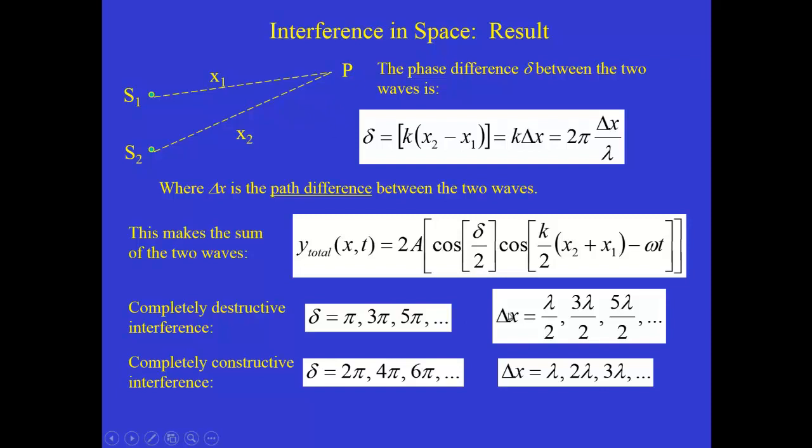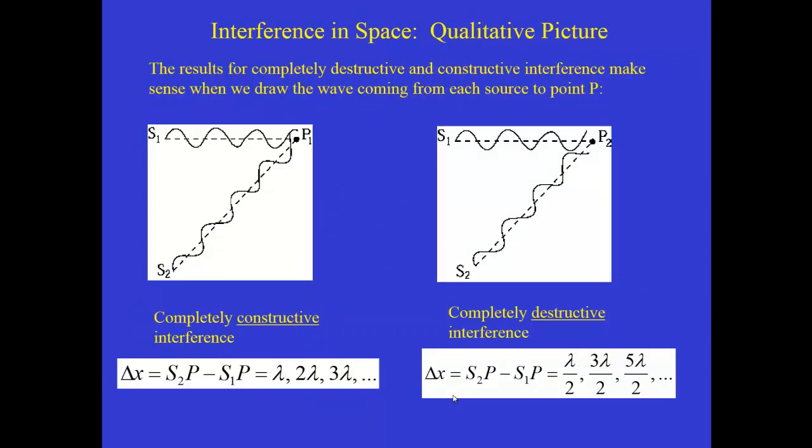And that's where the path difference is a half integer multiple of the wavelength. Now this may be a little bit confusing. Let's think graphically. Let's draw a picture to try to illustrate these two different cases. So here is my attempt to illustrate this with sine waves traveling from S1 to point P and S2 to point P. So they start off together.